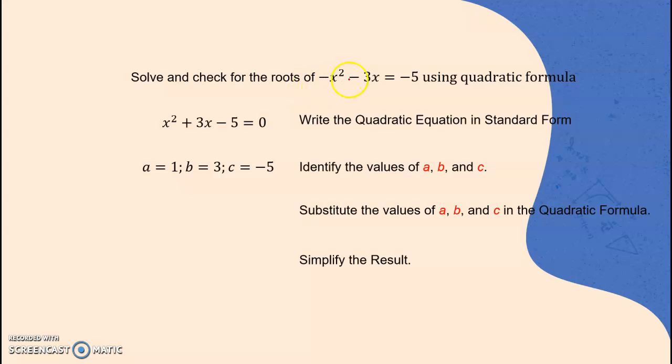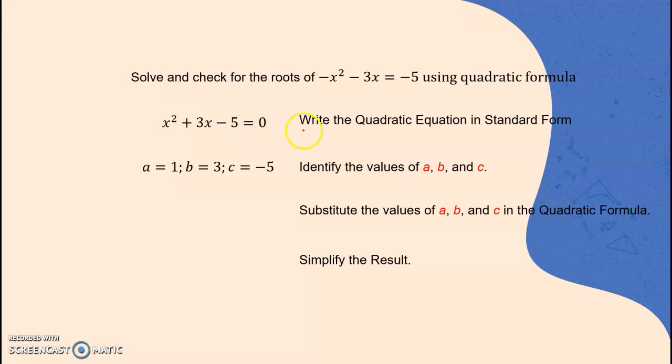Next example is -x squared minus 3x minus 5 equal to -5. So this is not yet in standard form, so we have to write it in standard form. Considering that the quadratic term must be positive, I write it here as x squared plus 3x minus 5.